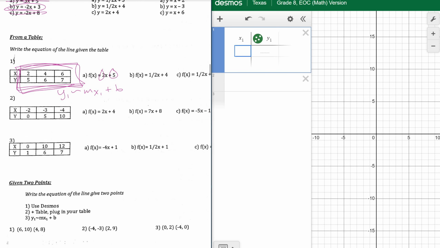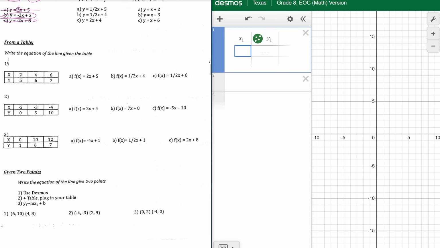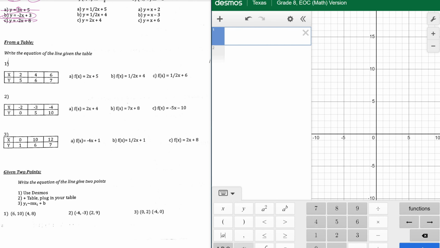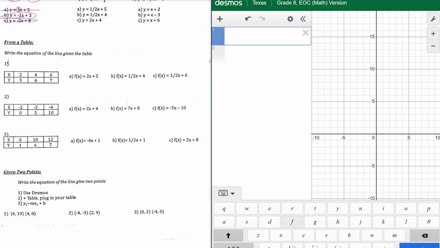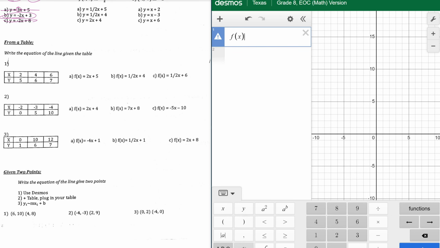That method still works up here, but a lot of students can forget the y equals mx plus b here. When they give you the equations, you just type in your equation and then make the table. So we type in y equals, it's f of x on this one. f of x and y are the same thing, but I'm just going to keep it the same just to keep it like it's typed. f of x equals 2x plus 5.